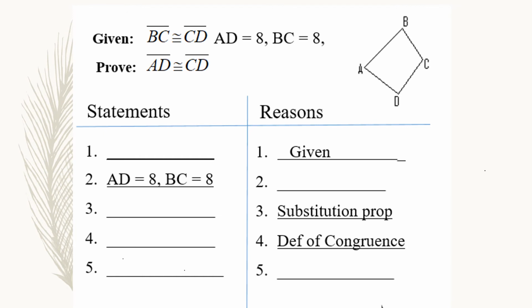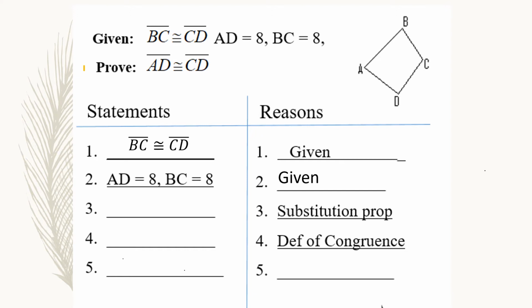Line segment BC is congruent to CD, AD equals 8, BC equals 8. So my first part of my given is not written, so I need to go ahead and do that. BC is congruent to CD, that's a given. The next part is also a given.